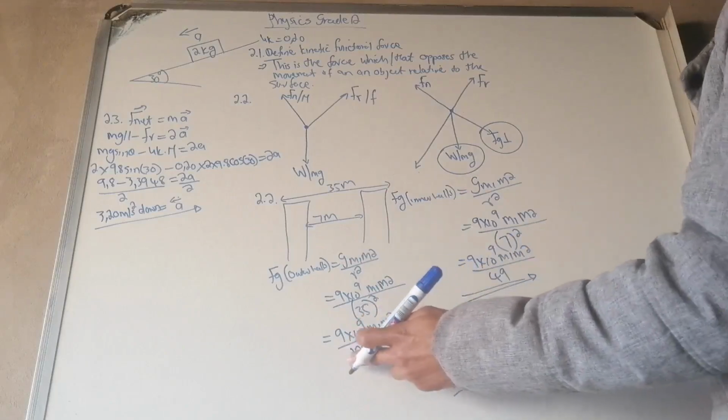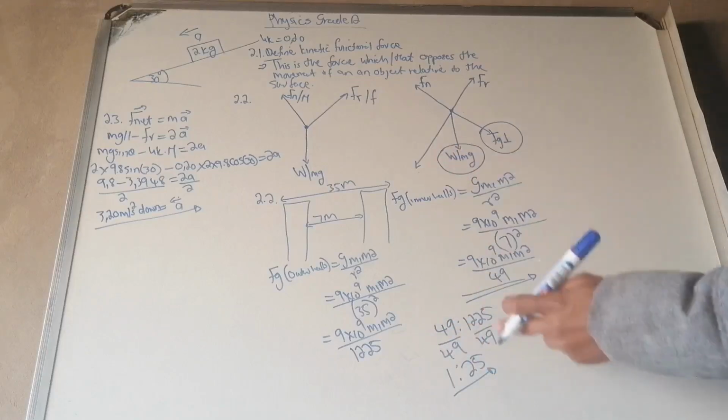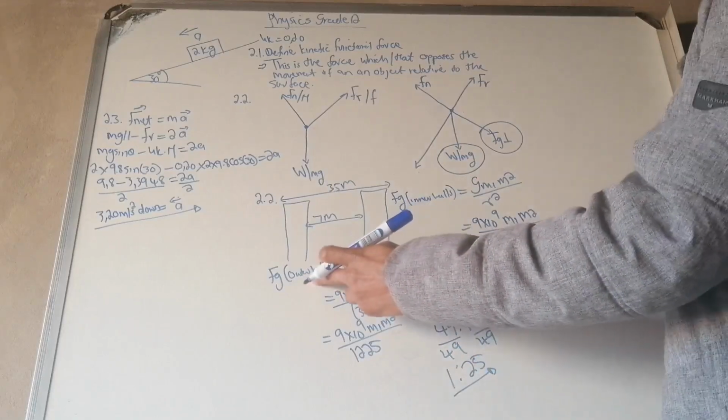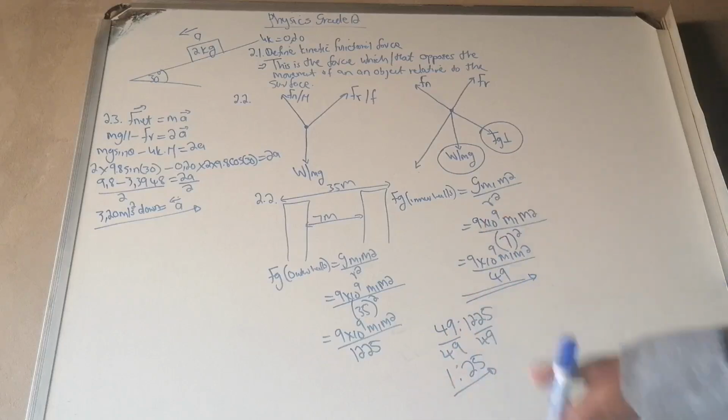49, 1225. If I divide both sides by 49, I will find that the force that the outer walls exert on the inner walls is 25 times more. This is exactly what is happening there.